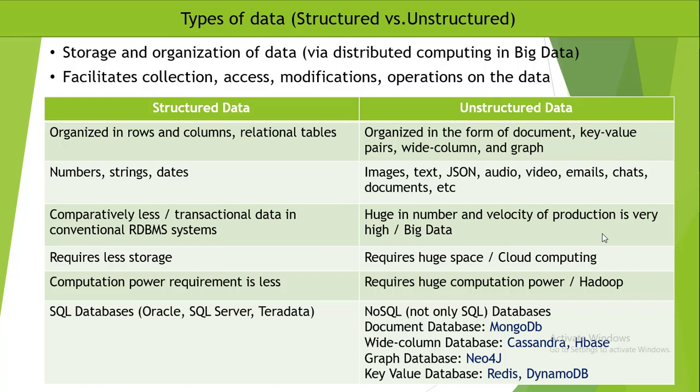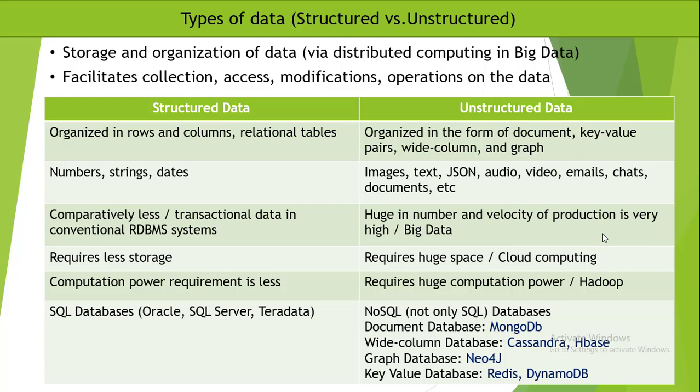Now, if I talk about the collection, access, modifications, and operations on the data, then structured data has a very defined way of doing those collections, access, modifications, and operations, which is not the case with unstructured data. And that is why unstructured data has different types, and each different type of unstructured data is treated in a different way altogether. So let's go into the detail, right?